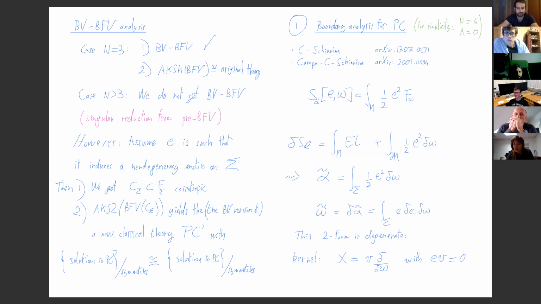Yeah, sure. And I also have another, very naive question. Can you tell us something more about quantization and if it's maybe renormalizable?